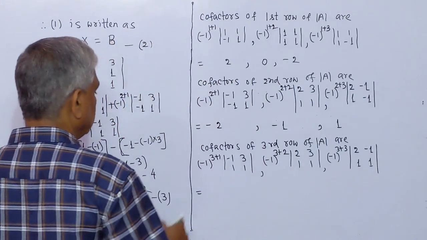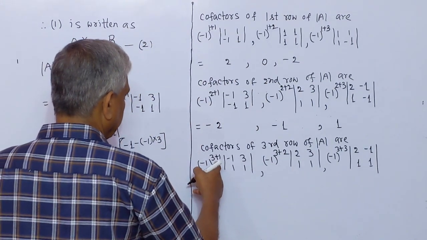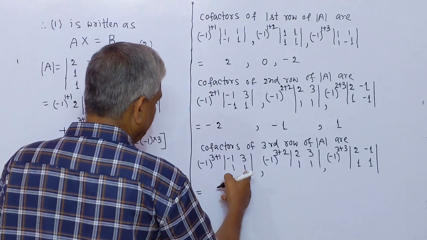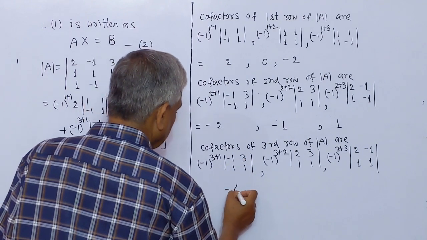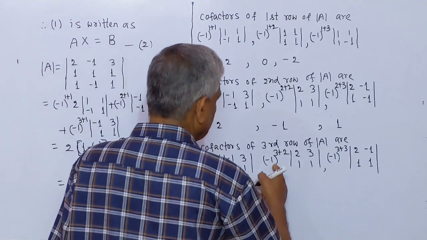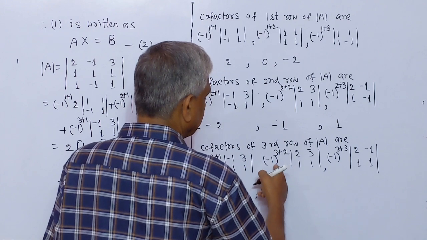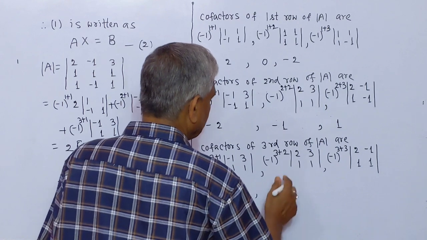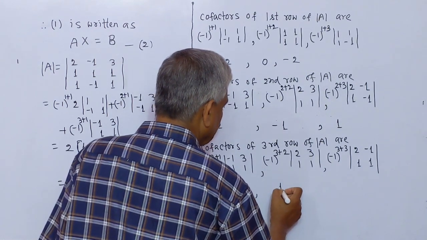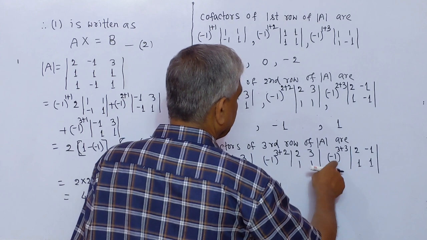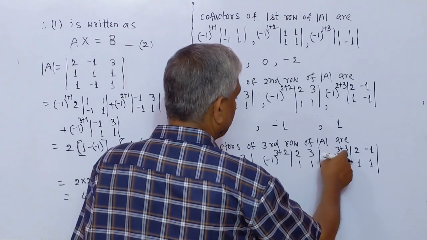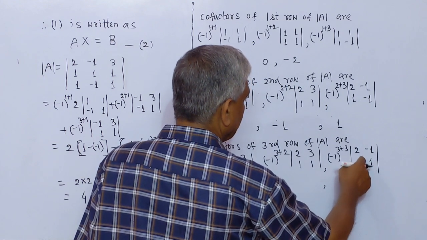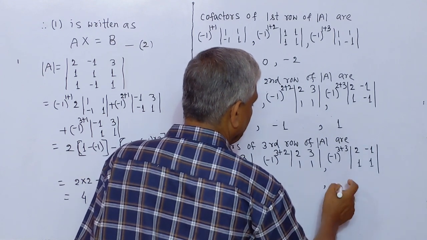This is equal to minus 1 to the power 4 is 1. Here minus 1 multiply 1, minus 1 minus 3, minus 4. Here this is negative minus 1. 2 minus 3, minus 1, minus 1 multiply plus 1. Here this is 1, minus 1 to the power 6. Here 2 minus minus 1 means plus 1. 2 plus 1, 3.